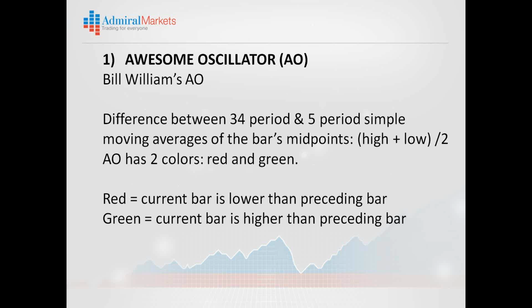If the histograms are red, we're having a down movement. If it's green, the histograms are going up. Red is of course lower than the preceding bar. The green is the opposite, indicating the up or down momentum. Now there's more to it than that, but this is just an explanation of how the AO is calculated.